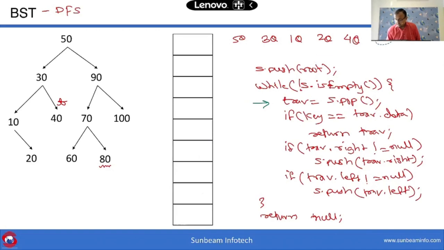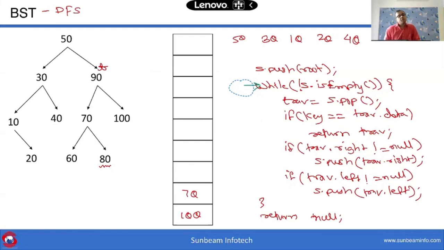Our next element is 90. You popped 90. And is it matching 80? Sorry, it is not matching 80. What is to be done? Its right child, put it onto the stack. Its left child, put it onto the stack. Its right child is 100 that we push on the stack. Left child 70 that also we push onto the stack. And you continue further.